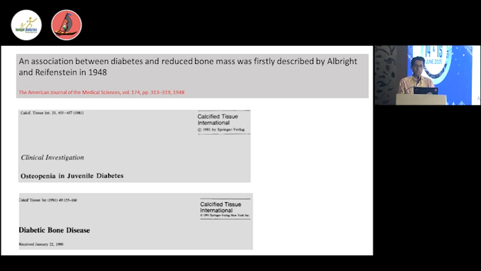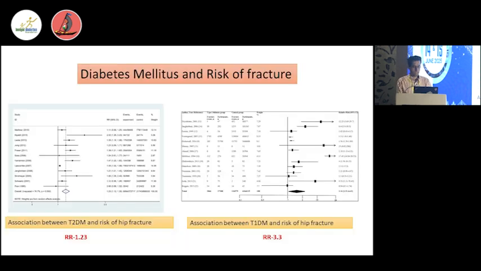Diabetes mellitus increases the risk of fracture in both type 1 and type 2 diabetes, with a relative risk of around 1.23 in type 2 diabetes and around 3.3 in type 1 diabetes. So look at one representative case in our institute. A patient with poorly controlled type 2 diabetes with a long-term history of back pain and postmenopausal status for 10 years, and she sustained a Colles fracture 5 years back.